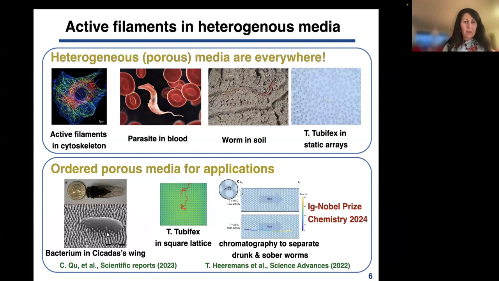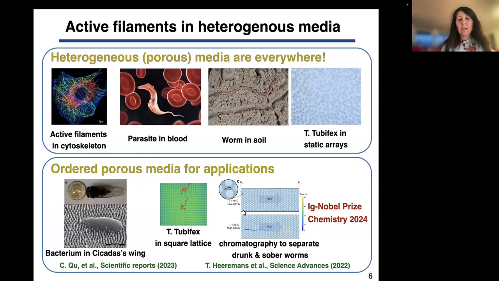And also, you can find heterogeneous media where the obstacles are somehow ordered. Actually, you can also find this in nature. For example, here I show the example of a cicada's wing, and if you zoom in, it has a really nice array of hexagons. And here is a big bacterium which moves on top of these obstacles. And my colleagues in Amsterdam again look at the tubifex worm in a square lattice as well, like order and disorder.